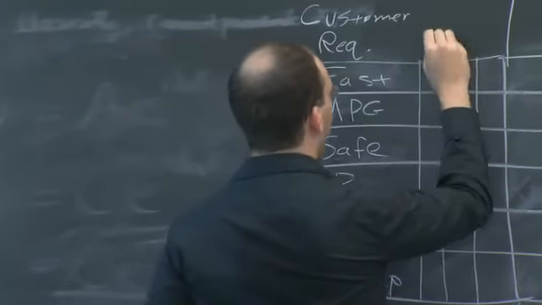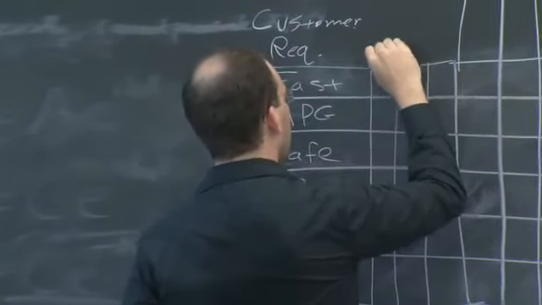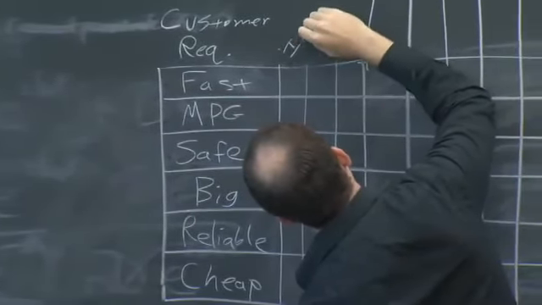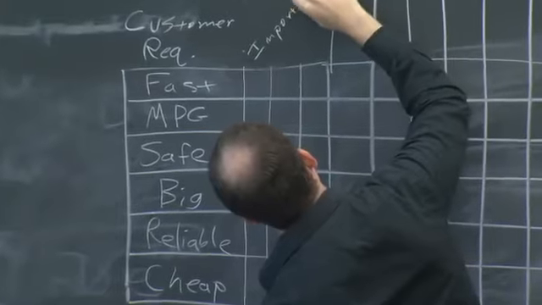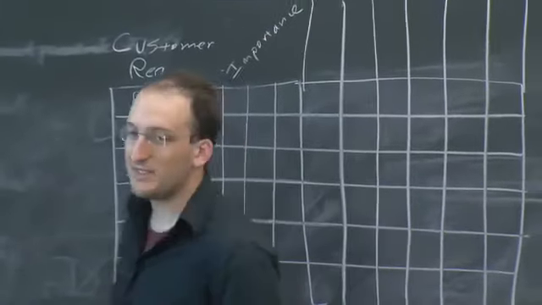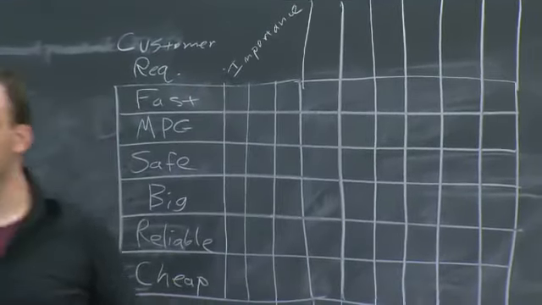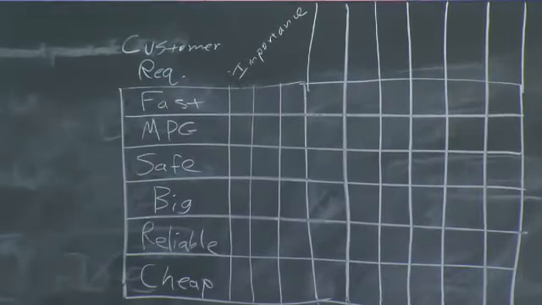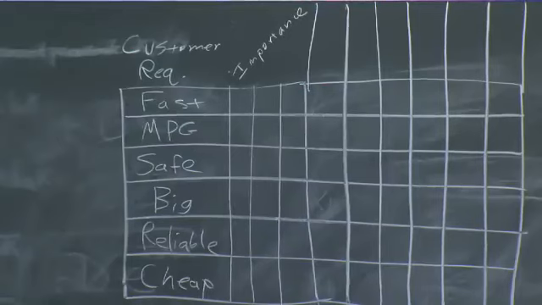Now, let's see. I'll have to sort of do this diagonally. We'll have to guess the importance of each one of these. Can you guys close the windows? There's a lot of trucks outside. There.